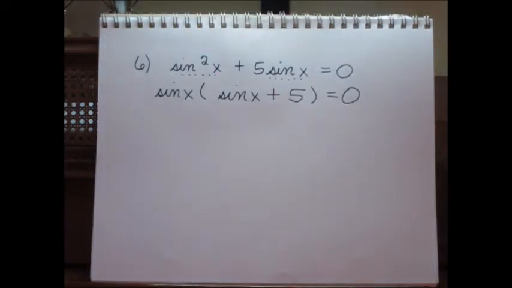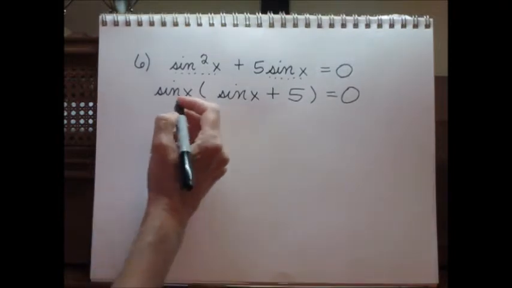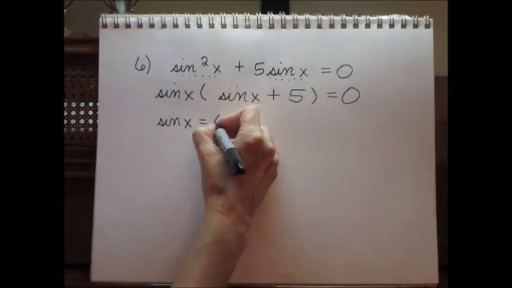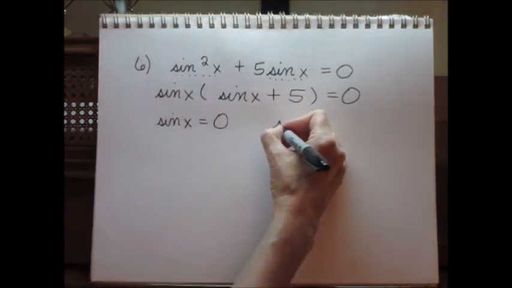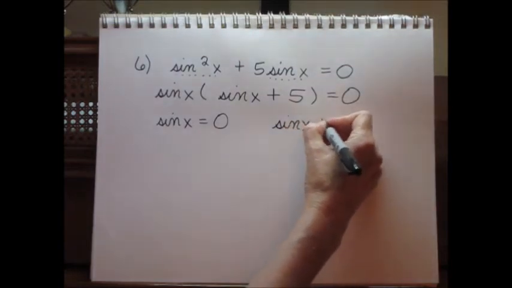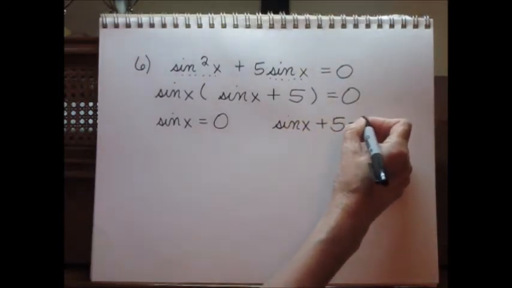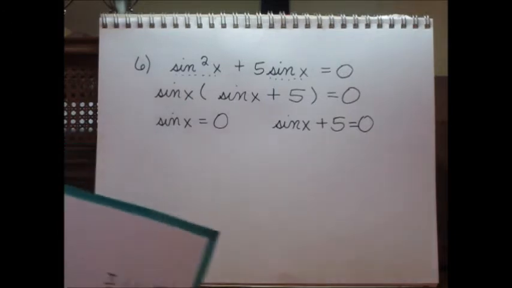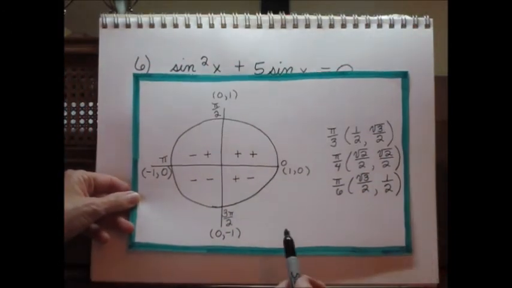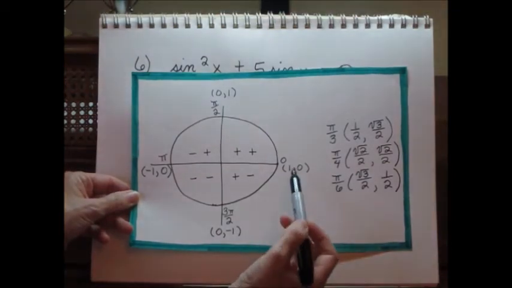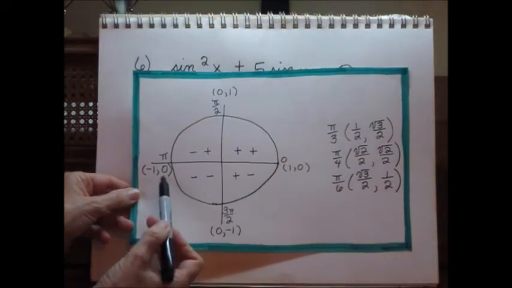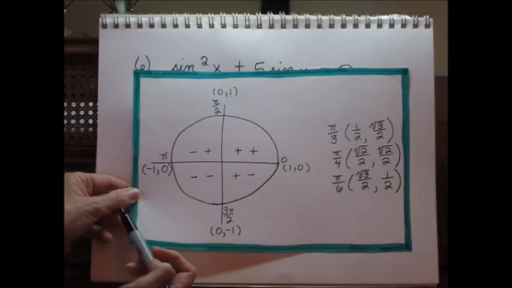Set each factor equal to 0. My first factor is sine of x, so I have sine of x equals 0. My second factor is sine x plus 5. Set that one equal to 0 as well, and solve. Let's take a look at our first equation, sine of x is 0. Where is the sine 0? Let's look at our unit circle. It looks like it's at 0, and also over here at pi, the sine is also 0.